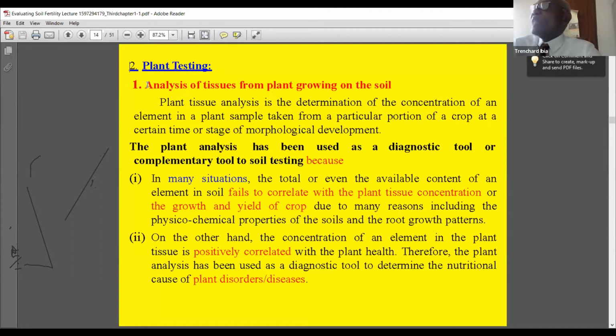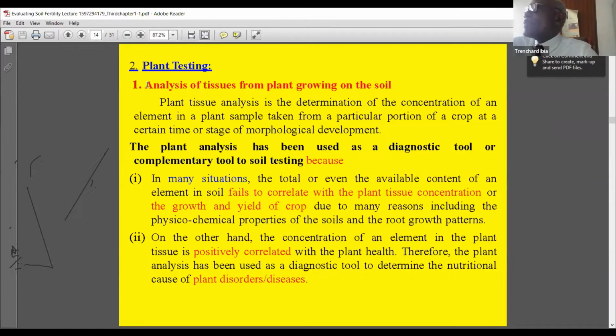We now move to plant testing. Generally, we have talked about soil testing, soil analysis for the purpose of recommending fertilizers. We also use plant testing. There are many ways of doing this. Analysis of tissues from plant growing on the soil. Plant tissue analysis is the determination of the concentration of an element in the plant sample from a particular portion of the crop at a certain time or stage of the morphological development. So you sample plants when it is growing, and you do analysis.